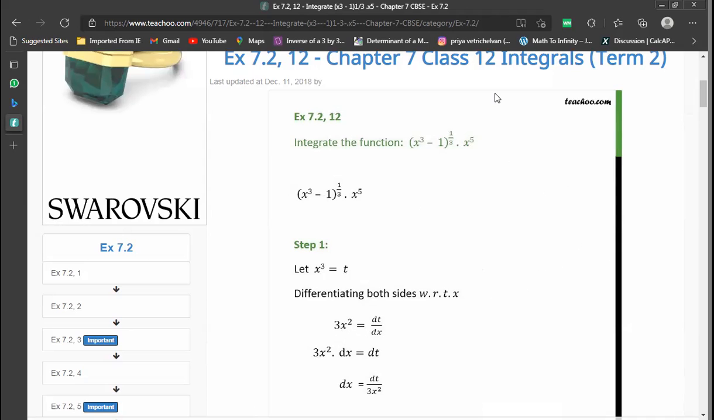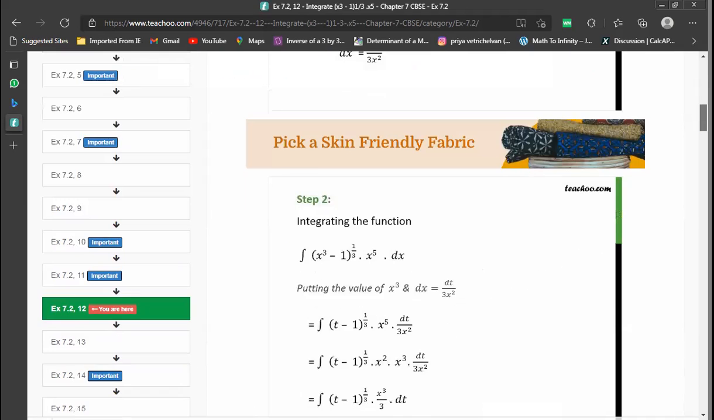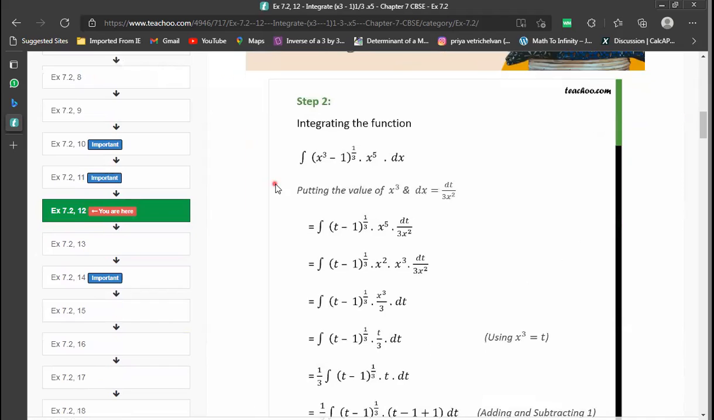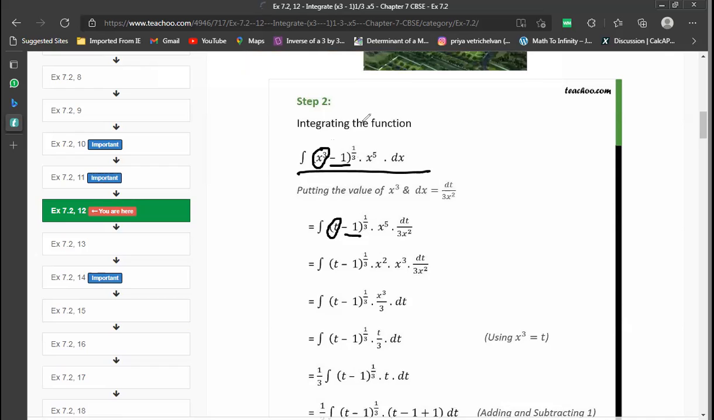So now let's change the question in terms of t. So this is our question. We are changing the x cube as t. And minus 1, just write minus 1 as it is. Whole power 1 by 3. And x power 5 can be written as x power 3 into x power 2, isn't it? So we are just splitting the x power 5 as x power 2 into x power 3. And what is dx? Dx is nothing but dt upon 3x square.